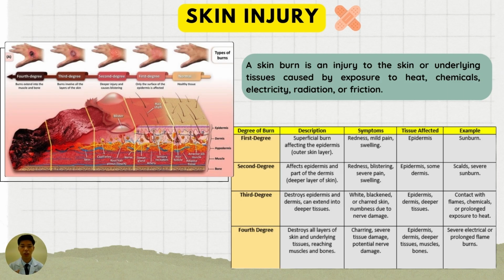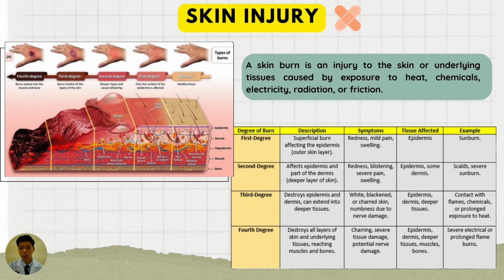So for the fourth part, which is the skin injury. A skin burn is an injury to the skin or underlying tissue caused by exposure to heat, chemicals, electricity, radiation, or friction. So the burns of the skin can be divided into 4 types, which is first degree burn, second degree burn, third degree burn, and fourth degree burn. I will explain in detail about the degree of the burn.